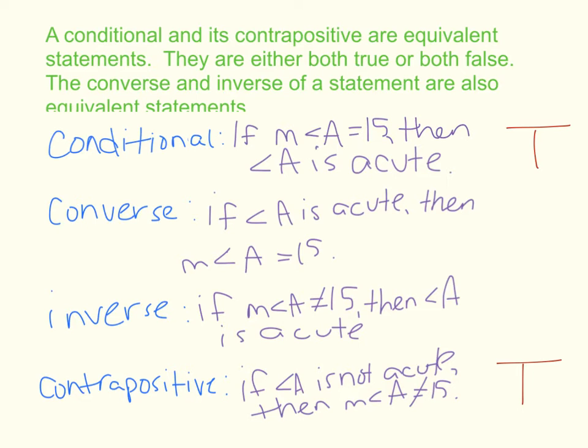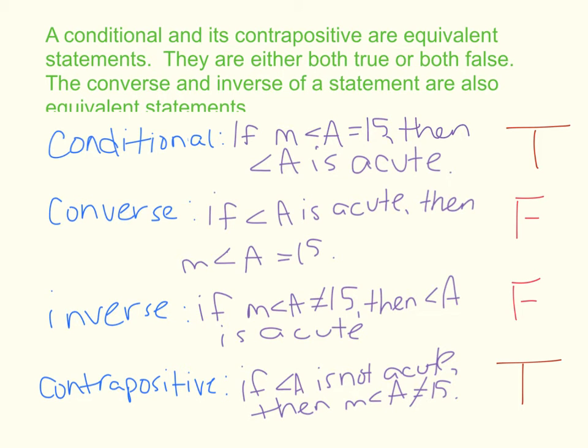Now let's take a look at our converse and our inverse. Our converse says that if angle A is acute, then the measure of angle A is 15. Well, that may be true, but not all of the time. So we would actually call that a false statement. If the converse is false, then so is the inverse. So if I'll finish reading up on the top, the converse and inverse of a statement are also equivalent statements. So if one is false, the other one's false.